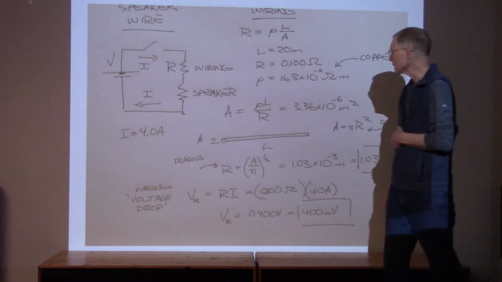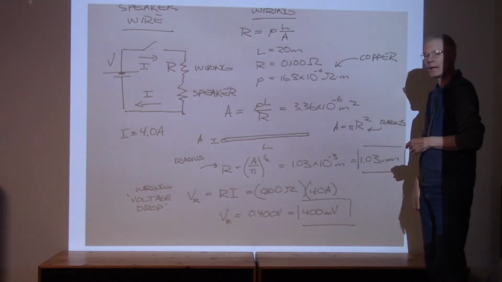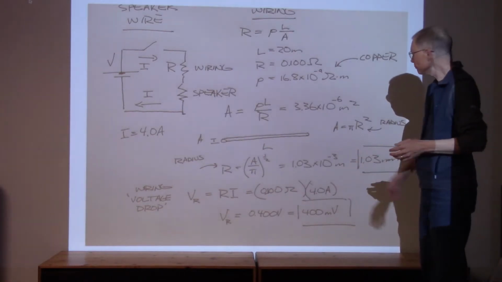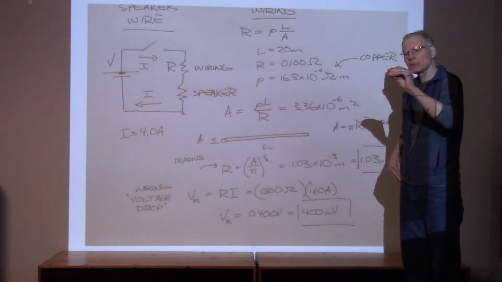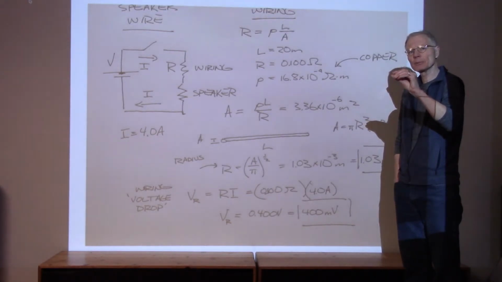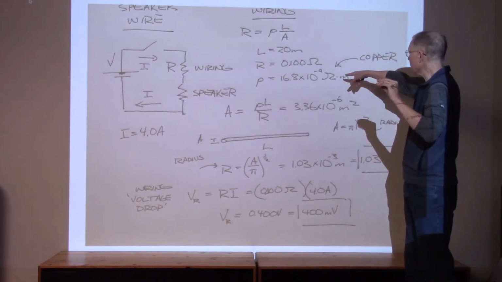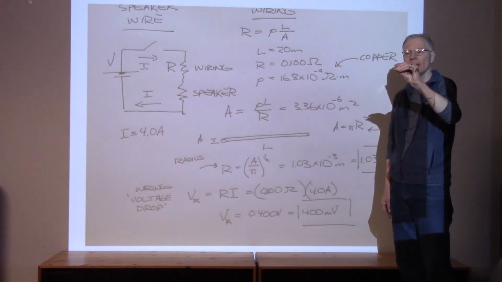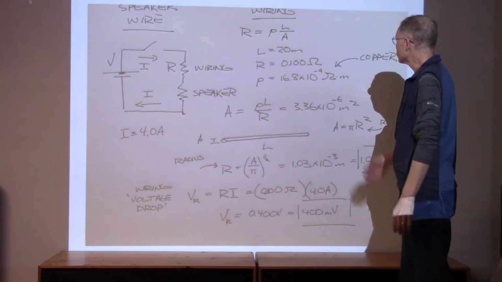That's a 1 millimeter radius. Now I think the problem asked for diameter, and I left this at radius. To get the diameter, I multiply by 2. So it says that we would need copper wiring that's 2 millimeters in diameter. If I make the wiring out of copper with a diameter of 2 millimeters, and the wiring is 20 meters long.